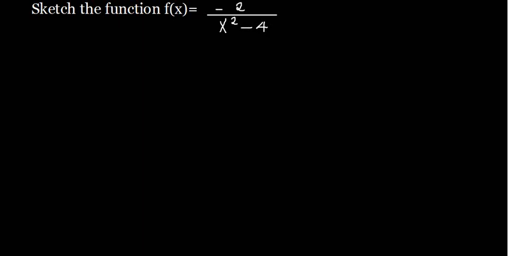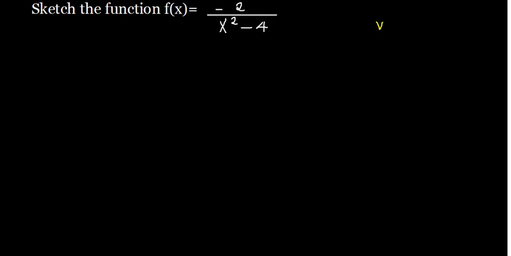Sketch the function f of x is equal to negative 2 over x squared minus 4. This is a rational function, and the first thing that we have to find is the vertical asymptote. So for the vertical asymptotes, we simply equate the denominator to 0. So the x squared minus 4, we equate it to 0, and of course this is going to give us x minus 2 and x plus 2 being equal to 0.